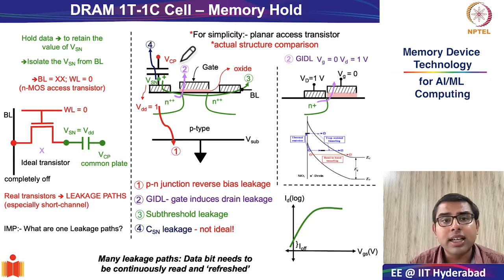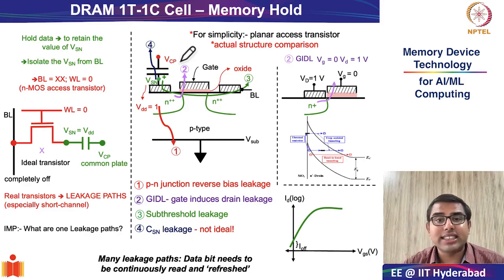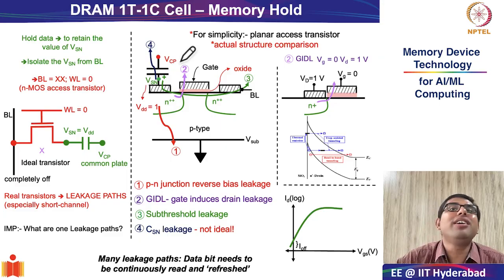And because there are a significant number of leakage mechanisms happening in the DRAM device, the charge that was stored on the storage node starts decaying over time. And as a result, it becomes imperative to keep refreshing the data. So an interesting question would be, how often do you have to refresh the DRAM cell, and what is the mechanism for this refresh?